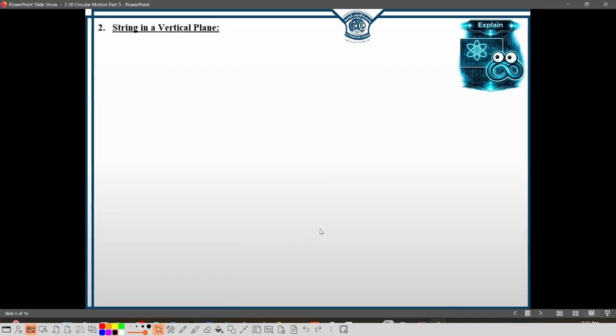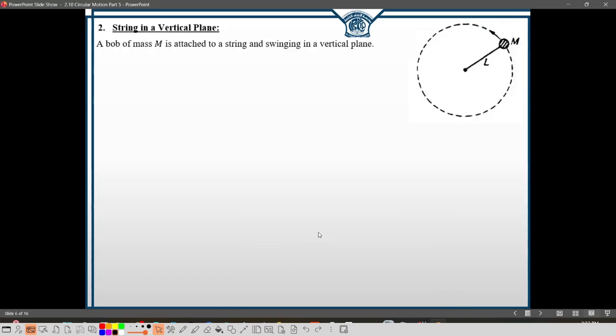Now, string in a vertical plane. A bob of mass m is attached to a string and is swinging in the vertical plane. The forces acting on the mass on the bob are the pull of gravity and the tension of the string. So let's determine the direction of these forces at different points.